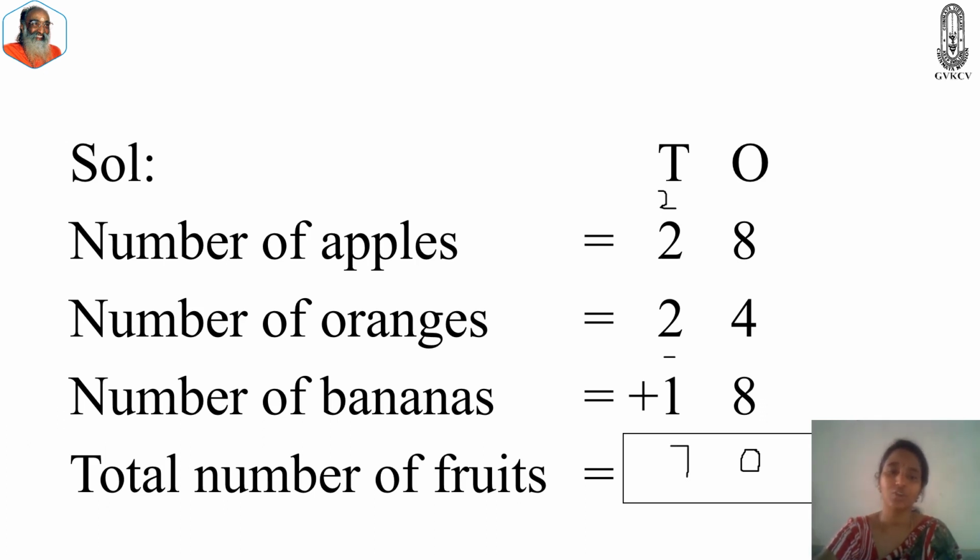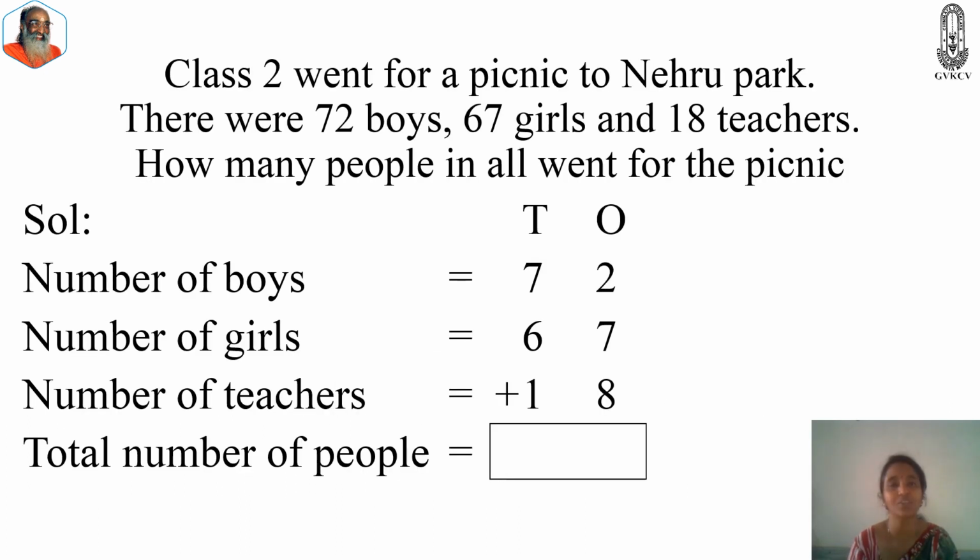So here also the total number of fruits is 70. In all three, the main sum and the checking parts, we got 70, right? So from this we came to know that we can do addition in any order. So this is our second question in our exercise.